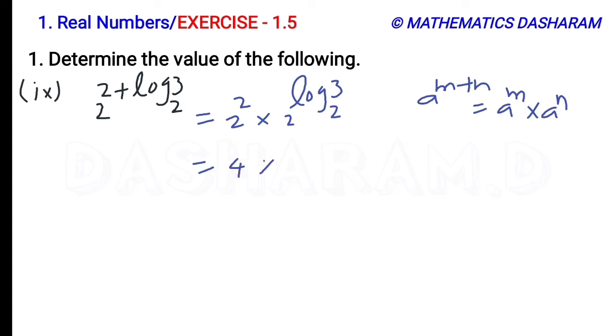2 square is 4, and here base is 2 and logarithm base also 2. Then log with the base 2 and here base both will get cancelled. Then it is equals to 3. 4 3s are 12, that is the answer.